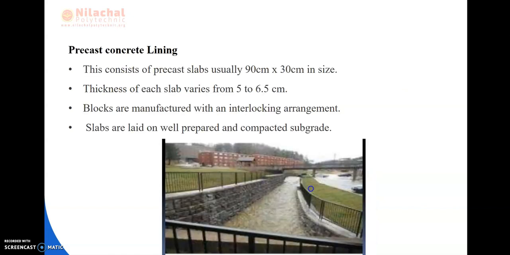Next we will be reading about precast concrete lining. The precast concrete lining consists of precast slabs, usually 90 cm by 30 cm in size. The thickness of each slab varies from 5 to 6.5 cm and the blocks are manufactured with an interlocking arrangement. The slabs are laid on a well prepared and compacted subgrade. You can see the diagram of precast concrete lining here. The thickness of the precast varies from 5 to 6.5 centimeters.